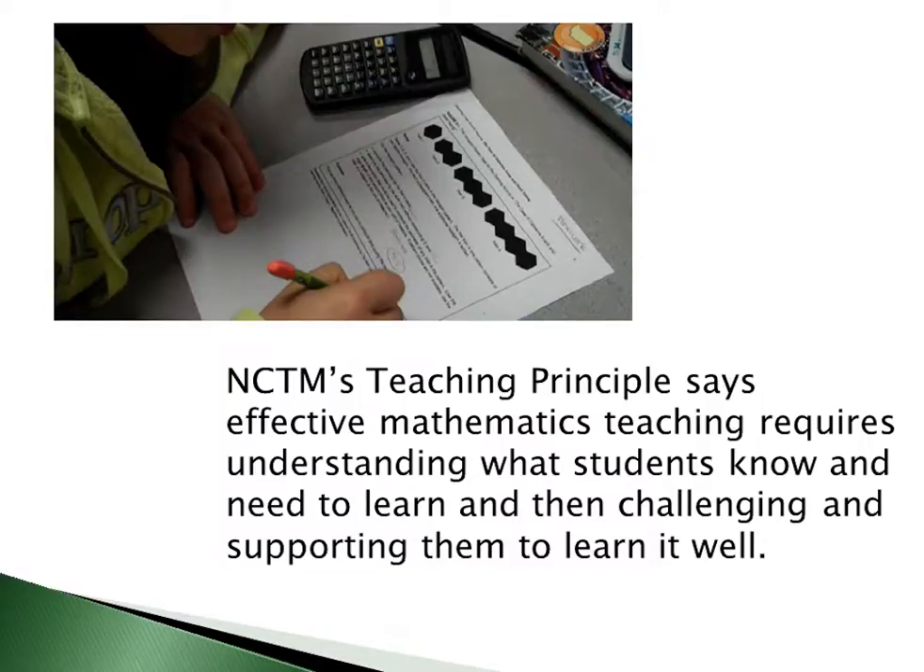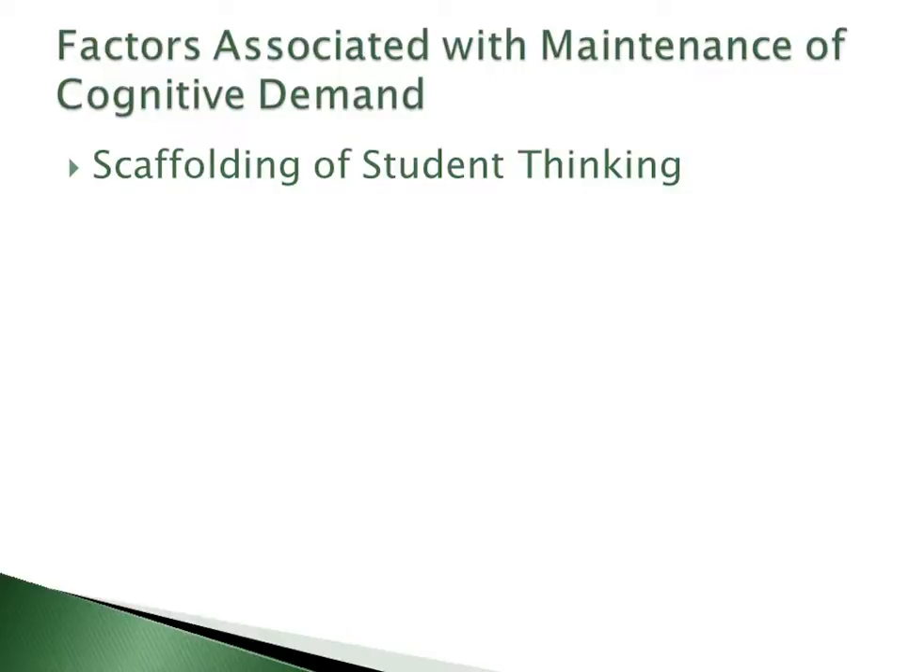Such findings confirm the goals of the National Council of Teachers of Mathematics, which posits that effective mathematics teaching requires understanding what students know and need to learn, and then challenging and supporting them to learn it well. Given that the highest level of student learning occurs when students engage in the task in cognitively demanding ways, it is important to consider how to implement tasks in ways that maintain the high cognitive demand of a task.